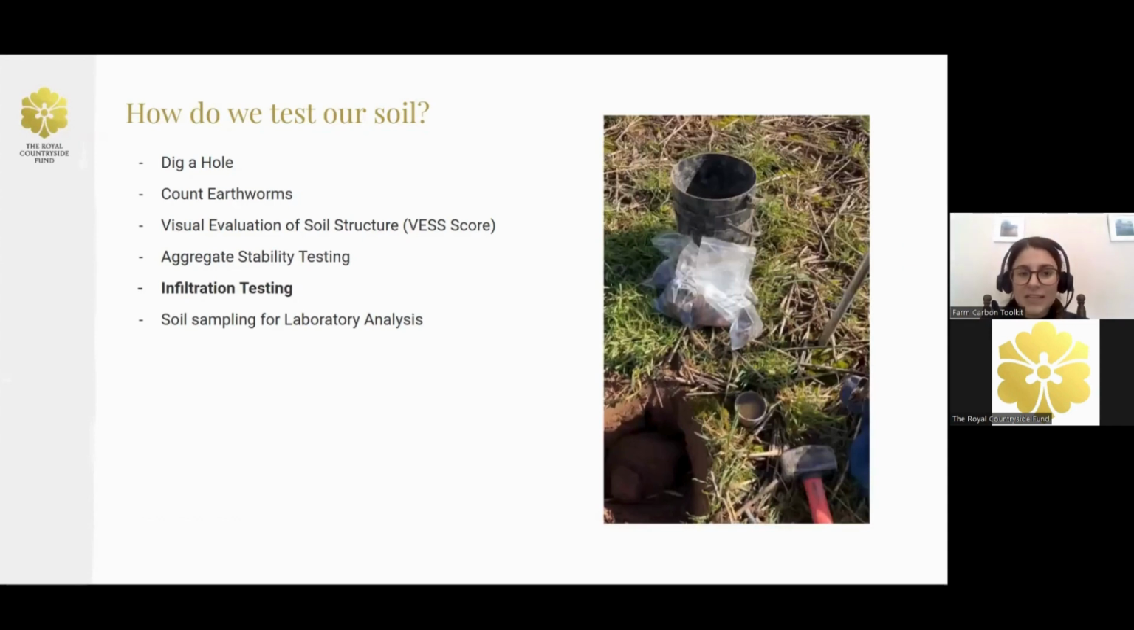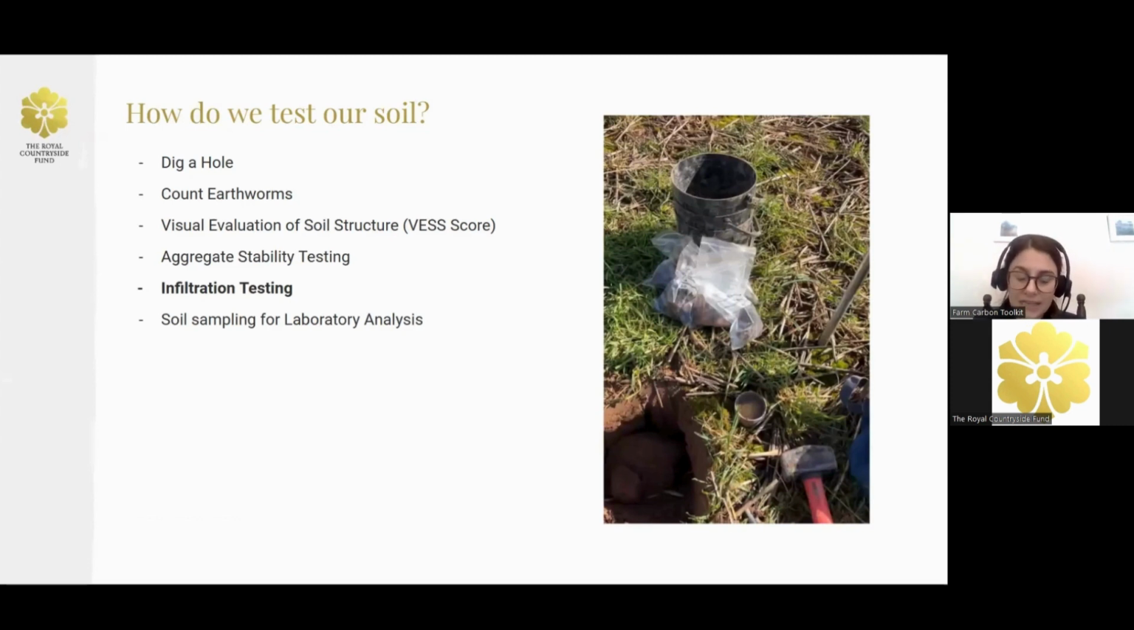So this one is infiltration testing, a tricky one after the winter we've had this year because the ground is so saturated, but a useful one to think about when perhaps we're not in such extreme conditions. Infiltration testing is, as it says on the tin, testing the time it takes for water to infiltrate into a field. You can see in the picture on the right-hand side, there's a little ring in the middle of the picture, which we are using to test this infiltration.